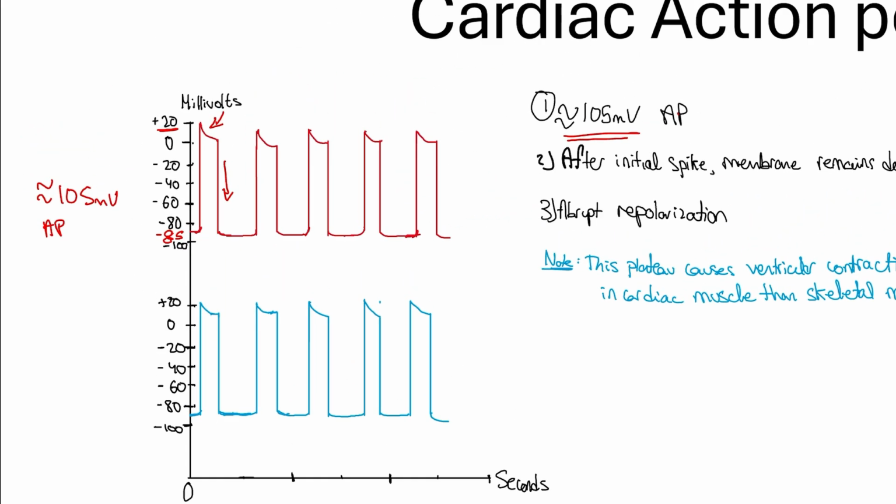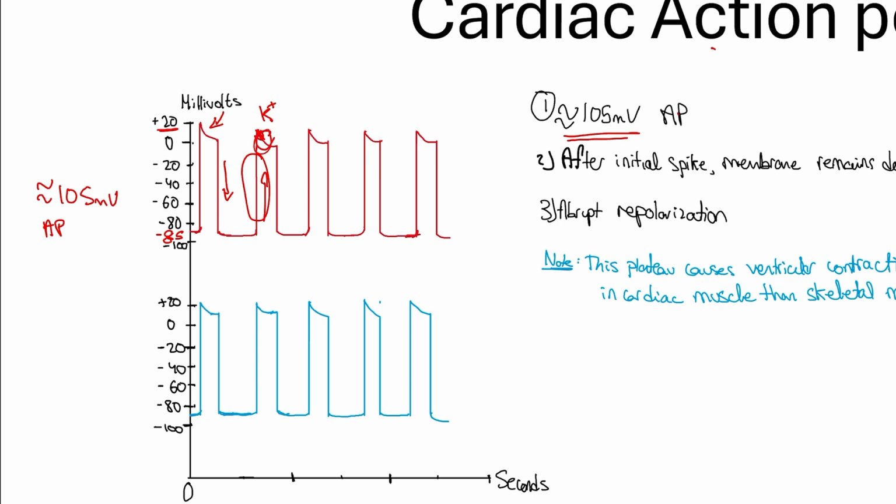I'm going to show you them on the graph right here. So this phase right here is the depolarization, where the sodium channels open, allowing sodium in. Then there's initial repolarization due to the potassium channels opening and the potassium leaving the cell.